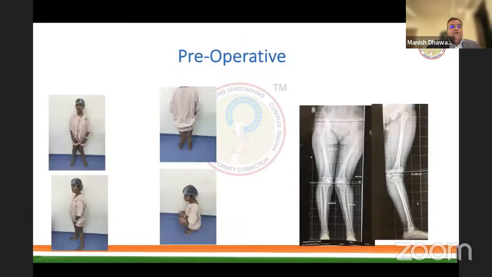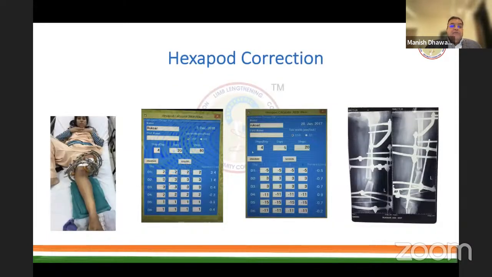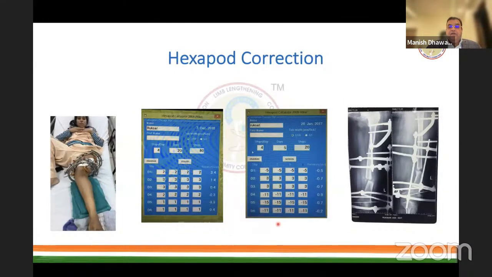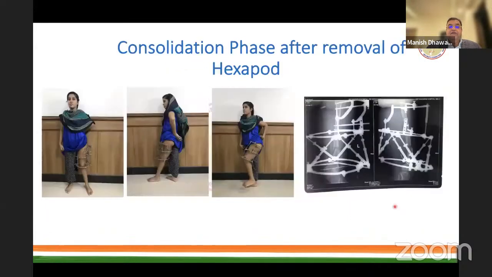This is her picture in the OT. If you look at the left side, the genu valgum is quite high and the legs look very ugly. If you see her x-ray, you can appreciate the intersection line, and there are already arthritic changes happening in the knee joint. So I applied my hexapod. This is my hexapod calculation, and you can see on the x-ray the correction happening.